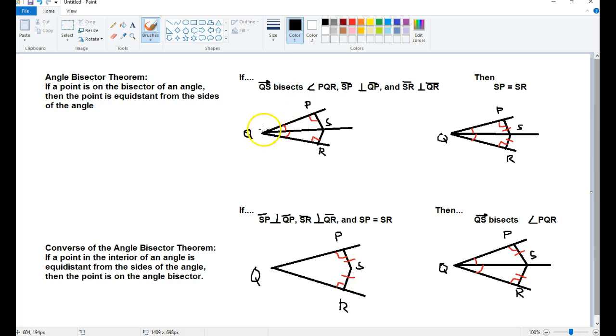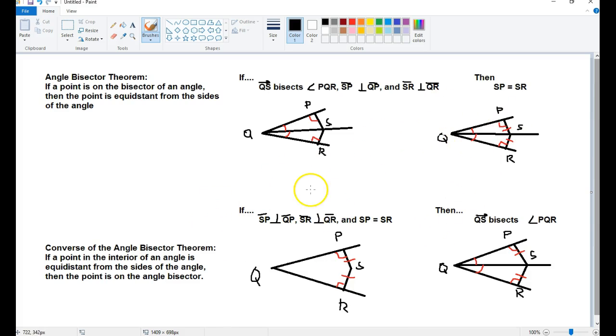So what this means is we're given QS here, and this bisects this angle here. So it makes these into 2 smaller but congruent angles. Then we're told that SP is perpendicular to QP, and SR is perpendicular to QR. So we're given all of these things. Then that means that SP is going to be congruent to SR. That's that equidistant part of it.